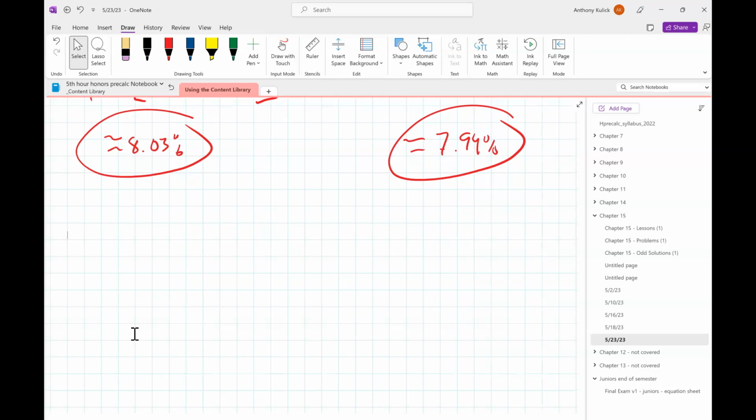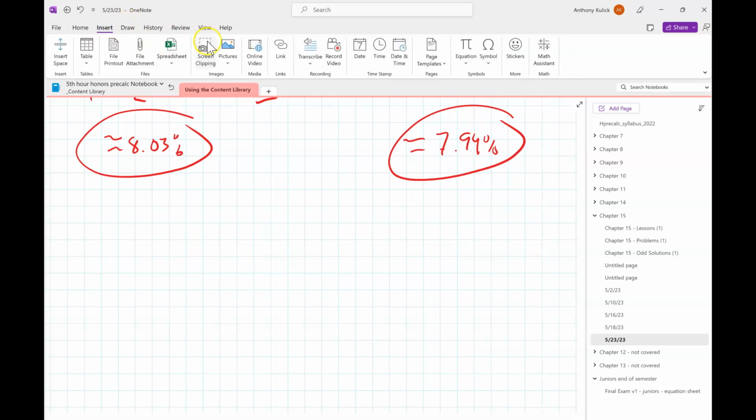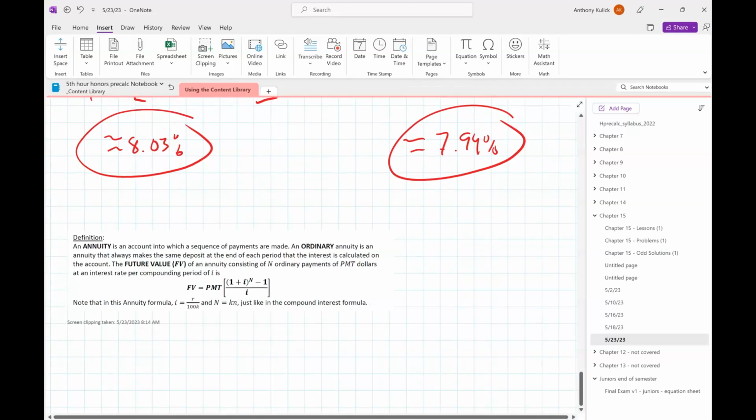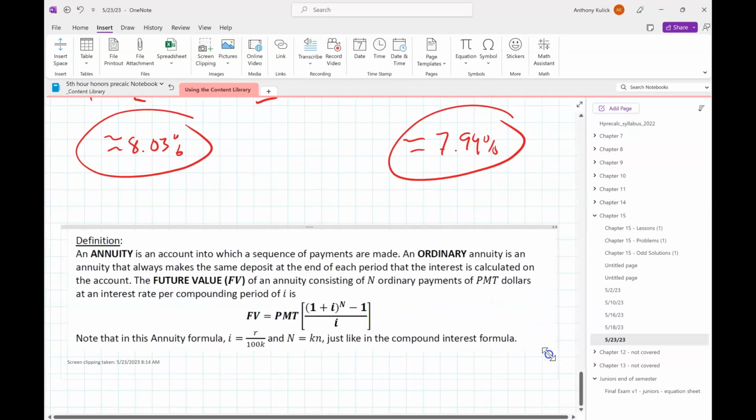And when you save the same amount of money every month, which is pretty common, like that's how people's retirement savings kind of work. So they pre-select, we're going to put this much money away every month or whatever. It's called an ordinary annuity, and that's what we're going to be talking about as our final topic. So we have that an annuity is an account in which a sequence of payments are made. An ordinary annuity is an annuity that always makes the same deposit at the end of each period that the interest is calculated on the account. So that's basically what we just talked about.